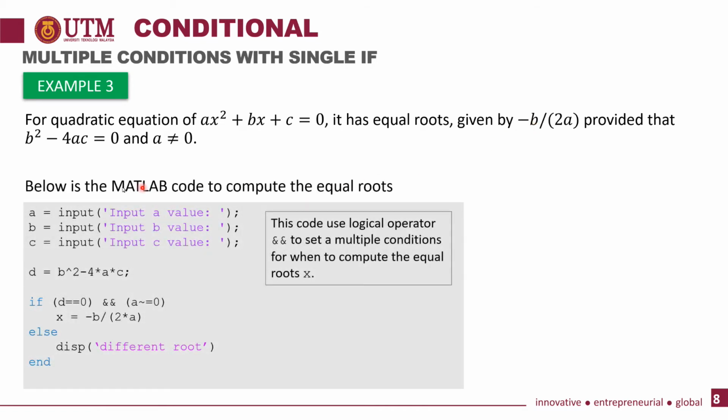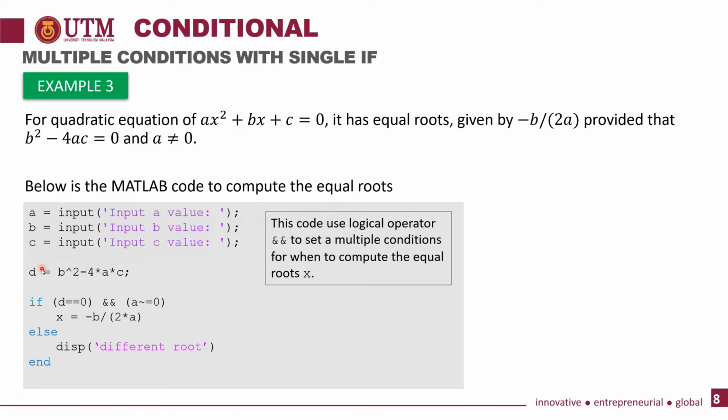All right. So below is the MATLAB code to compute the equal roots. The first one is a equals to input. You need to initiate a string, input a value. B equals to input, in terms of input b value, and c equals to input, in terms of your function, is input c values. When you execute this statement, it will detect the input that you give, and it will initiate it as a.